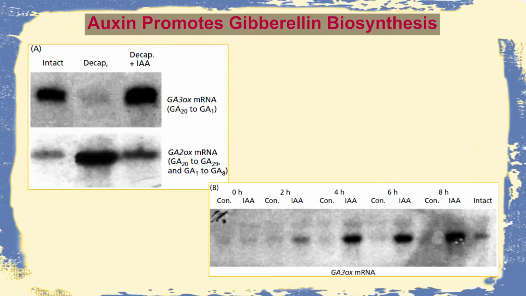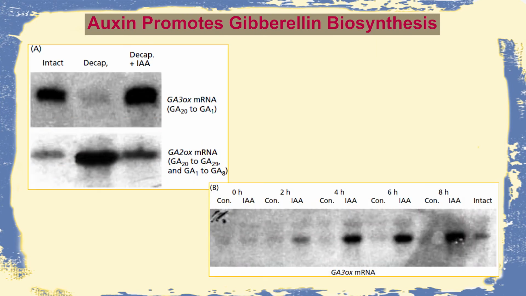This northern blot experiment shows the level of mRNA expression upon auxin induction. So we compare the mRNA levels of GA3 oxidase that promotes gibberellin biosynthesis versus GA2 oxidase that promotes degradation of gibberellin. Here we can see that when there is auxin, then the biosynthetic genes are highly expressed. When there is no auxin, then the expression level goes down.